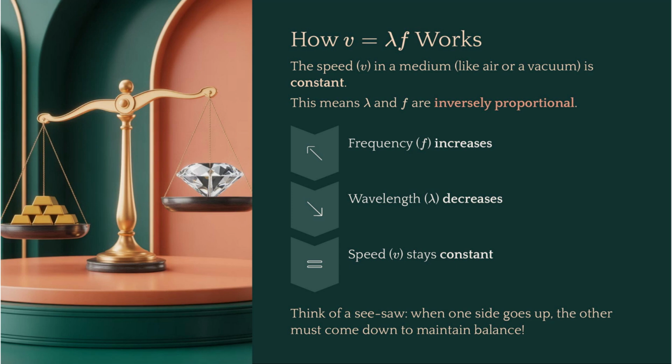Let's think about V equals lambda F. In any given medium, like light traveling through space or sound traveling through the air in your room, the speed V is constant. It's locked in. So lambda and F are on a kind of seesaw. If you want to keep V constant, and you make the frequency F go up, you must make the wavelength, lambda, go down by the same amount. This is an inverse relationship. A high-frequency wave must have a short wavelength. A low-frequency wave must have a long wavelength.